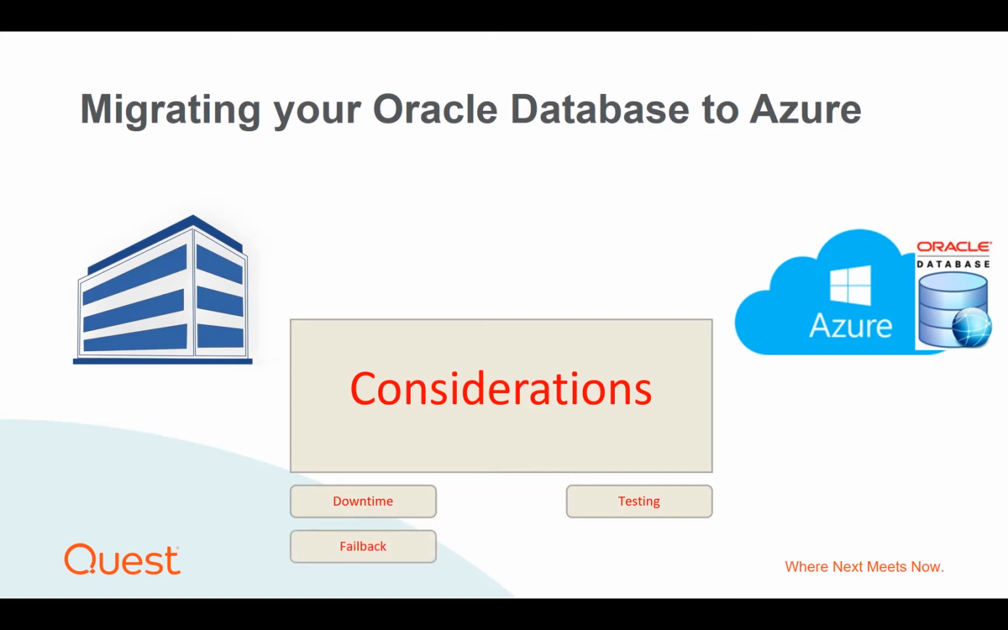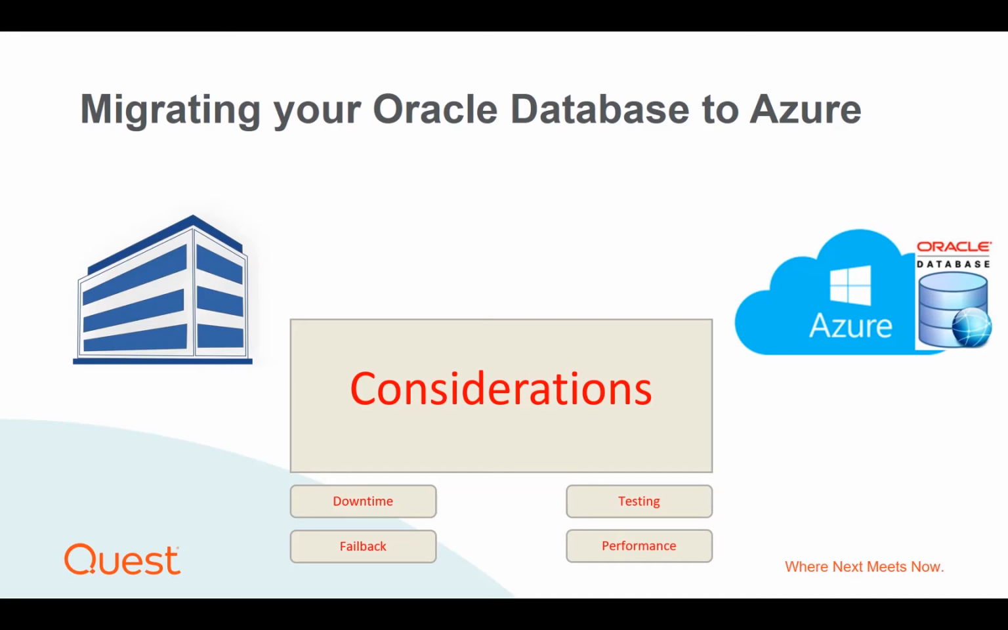Another consideration is failback. What if after a few hours of cutting across to your new instance, somebody detects a particular problem with one of your interfaces not being configured correctly, and you need to fail back? What are you going to do in that situation, particularly when you've updated the target database in Azure? It's not something that you can just say, well, let's go back to the original on-prem instance. So you need some insurance policy for that.